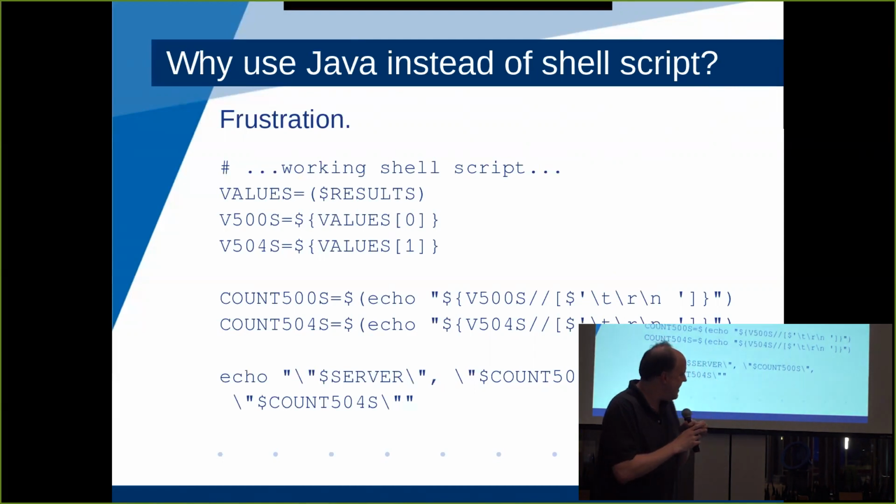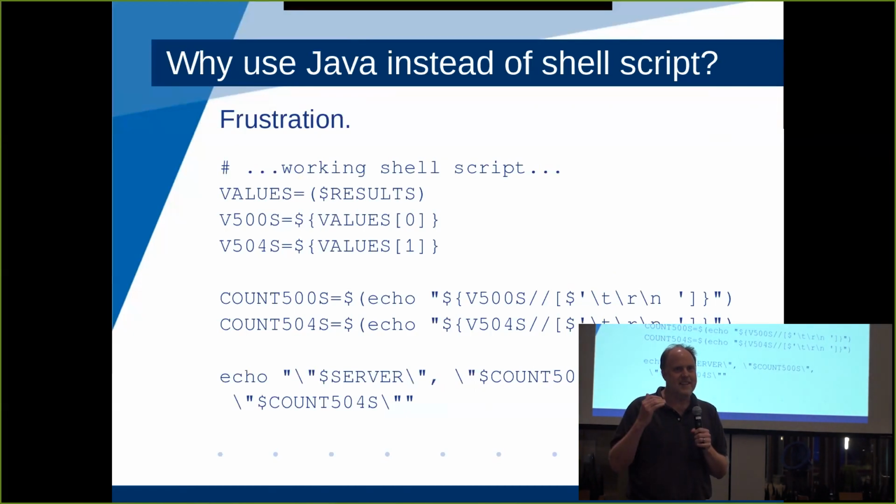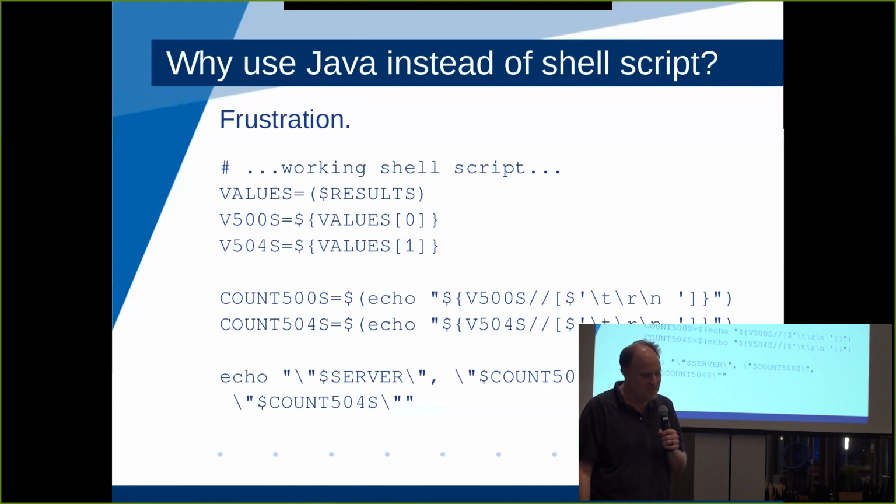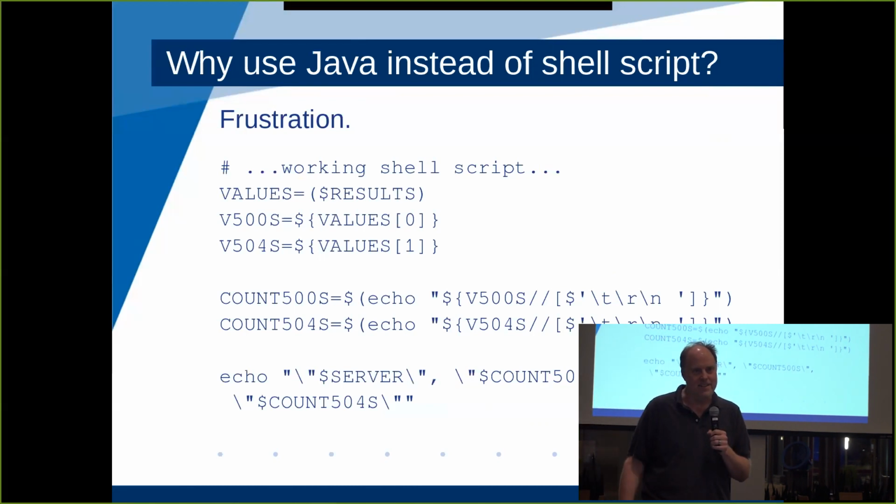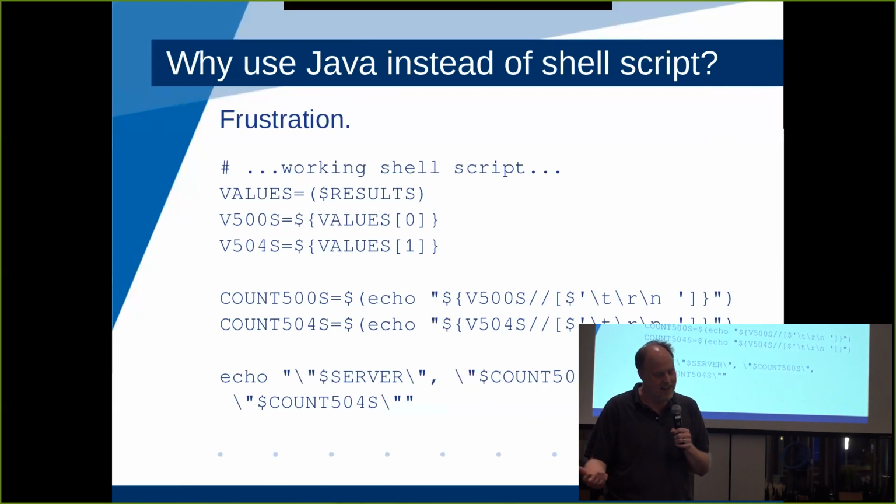This is working code here that I'm showing you. But as you can see, I had to make an intermediate variable for every single step and print out every single value until I finally got it to work. And at the bottom, you just echo it out, and there's your actual line in the CSV file.